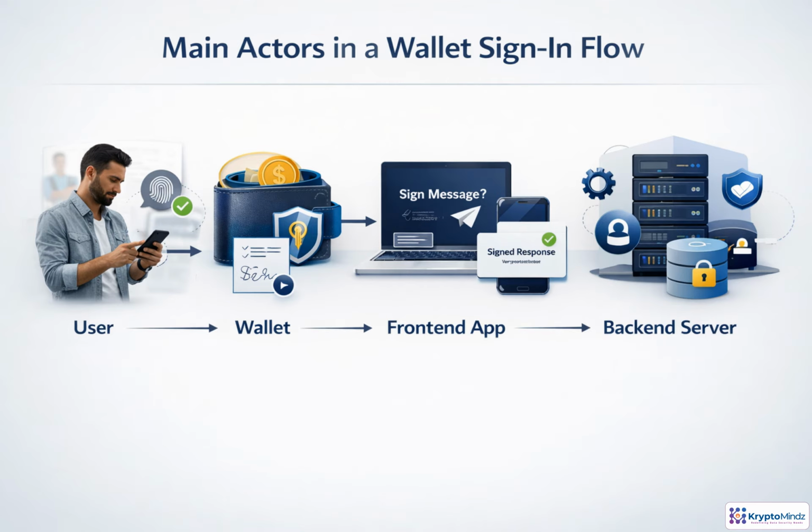This flow works because each actor has a narrow job. The user starts the login and approves the signing request. The wallet protects the private key and creates the signature. The frontend coordinates the experience. It asks the backend for a challenge, sends it to the wallet, then returns the signed result. The backend is the authority. It creates the nonce, verifies the signature, maps the wallet to a user, and establishes the session.